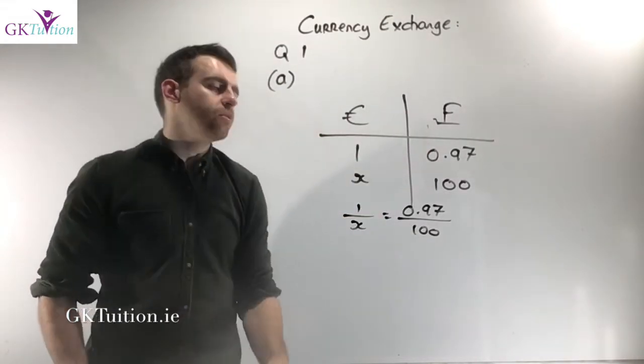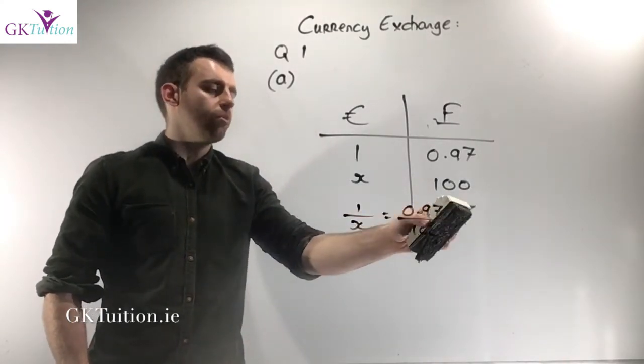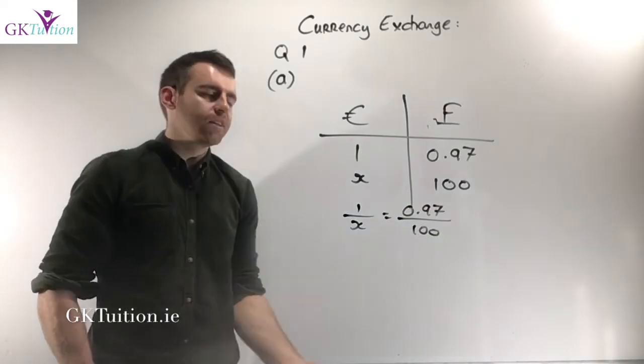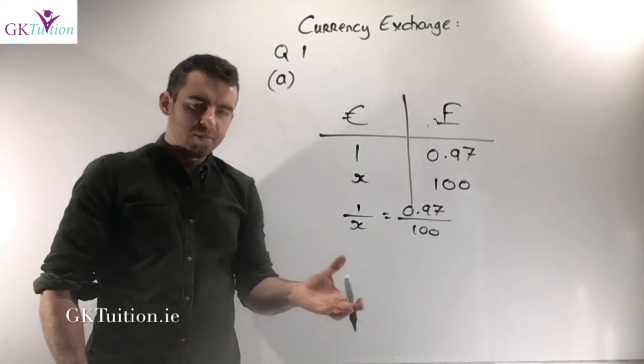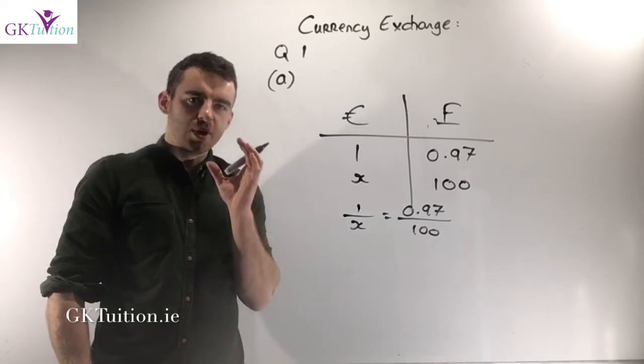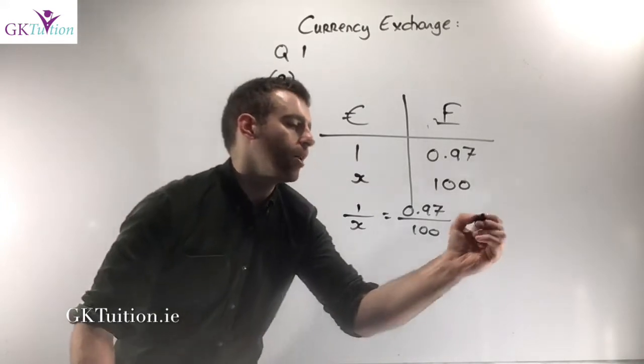And from here on out, we're just dealing with basic algebra. I have 1 over x equals 0.97 over 100. So let's work through this. Obviously the first thing that I want to do is try to eliminate my fractions. If I wanted to eliminate the fraction on the right hand side, I would multiply both sides by 100.